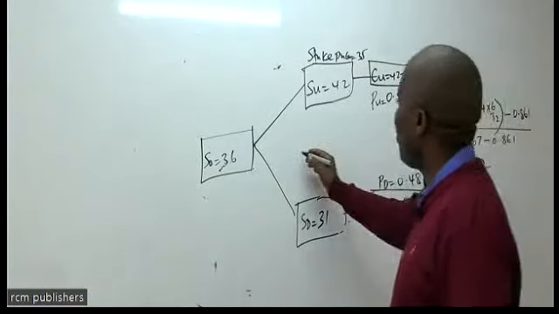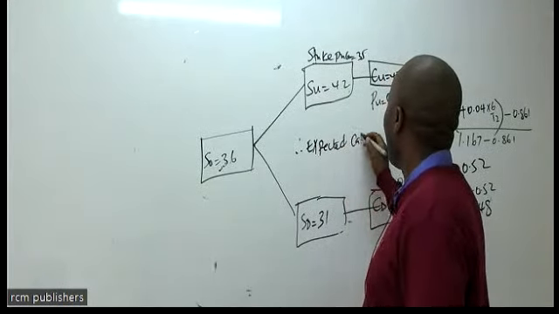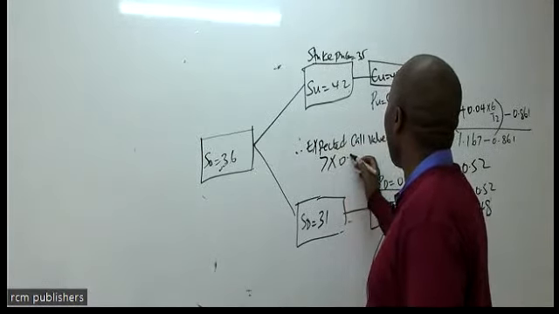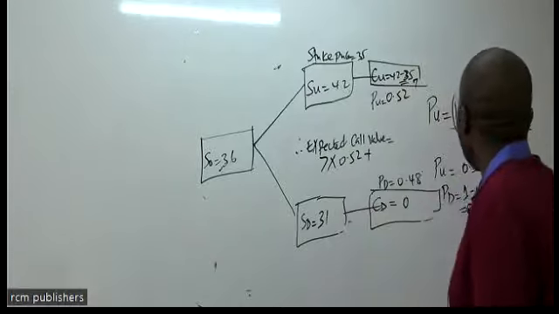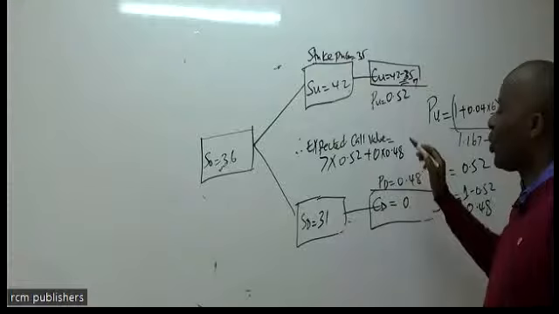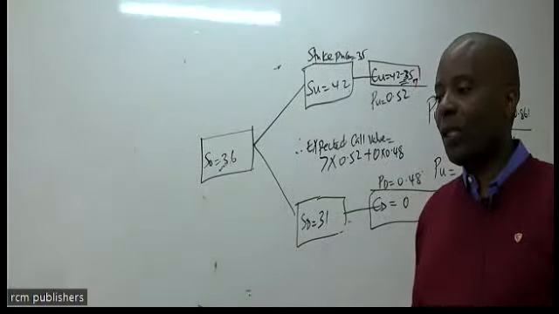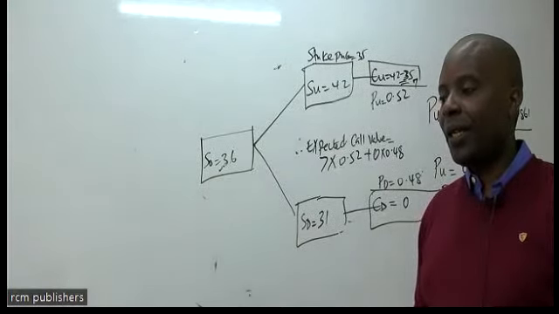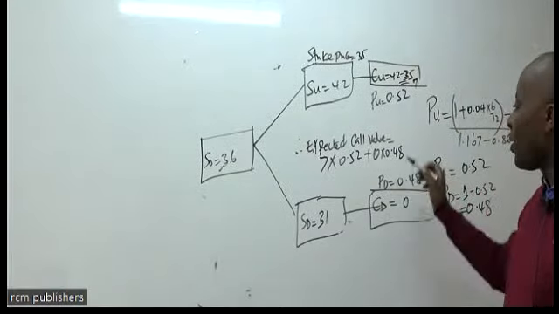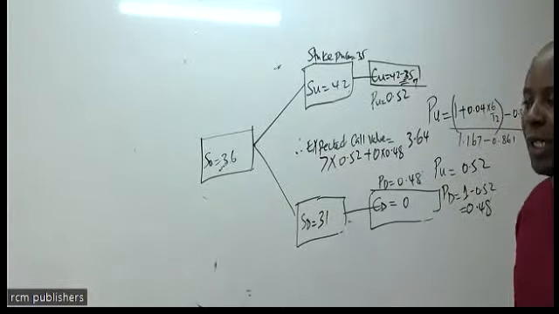So then we have 0.52 as the probability upward, and the probability downward is 0.48. Therefore, the expected call value will be 7 times 0.52 plus 0 times 0.48, which will end up giving me what figure, somebody there? 3.64. So this one is 3.64. Is that okay for all of us?